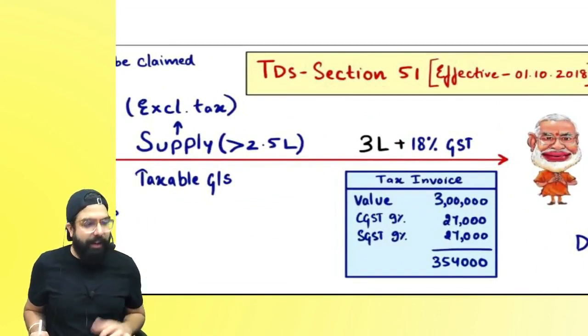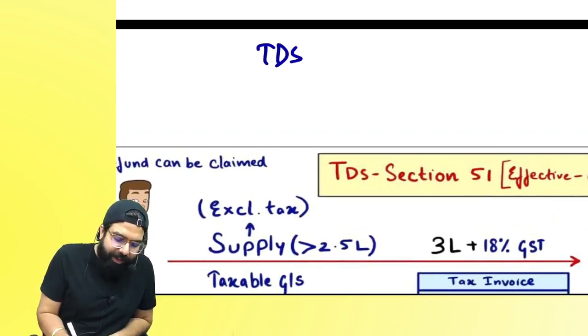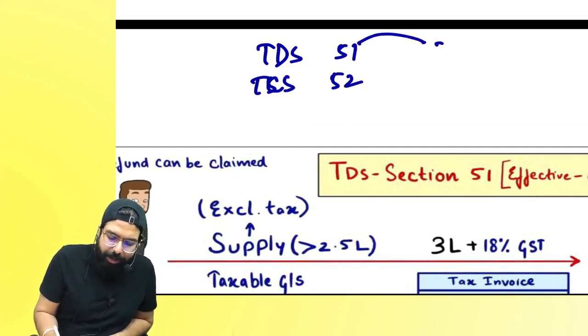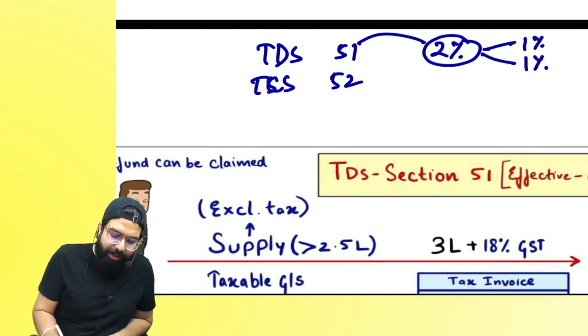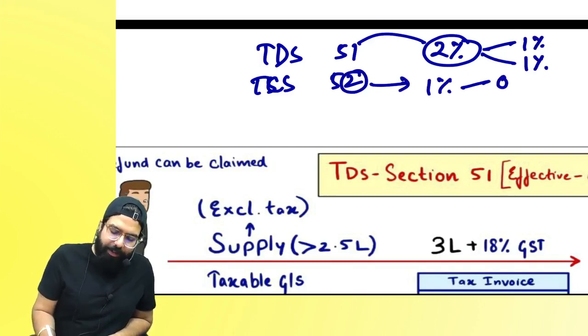Remember one thing, TDS is under section number 51 and TCS is under section number 52. Under section 51 it is always 2%, which is 1% CGST and 1% SGST. Under section 52 it is always 1%, that is 0.5% and 0.5%.